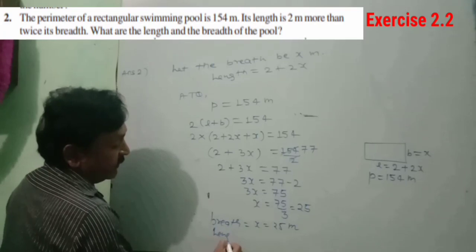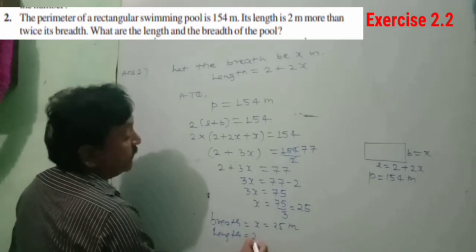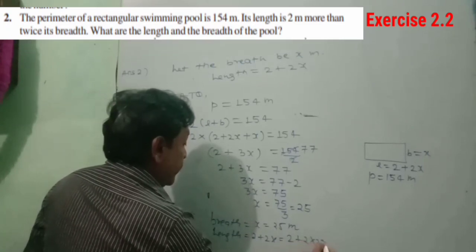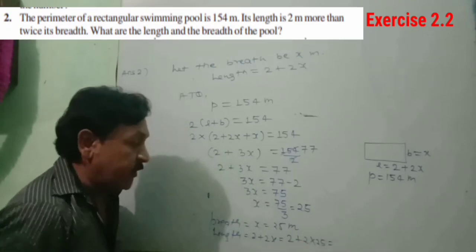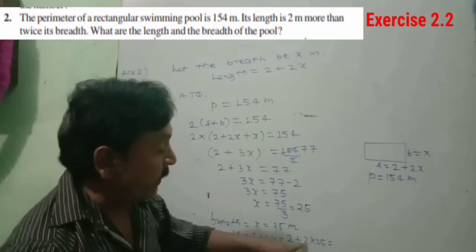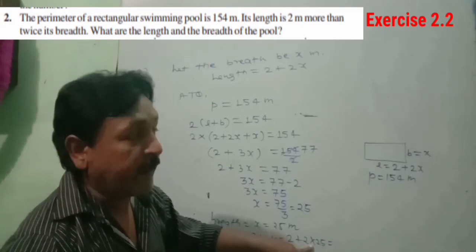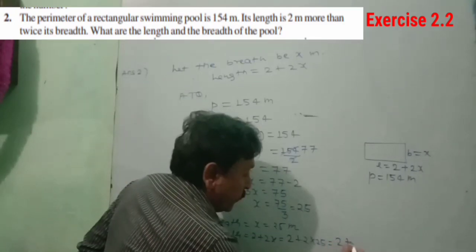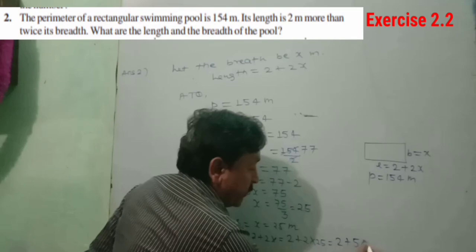The length, how much was it? 2 plus 2x means 2 plus 2 into 25. And always remember this thing, that if in any question the addition sign is also coming and the multiplication sign is also coming, then we have to first of all do multiplication. Means 2 plus 25 into 2, 50.